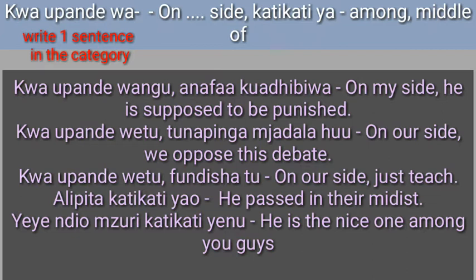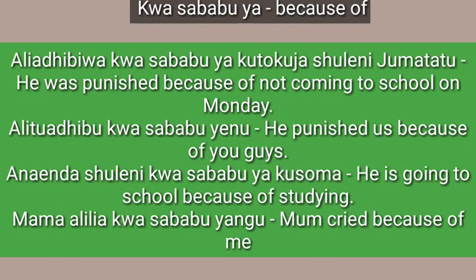Alipita katikati yao. He passed in their midst. Yeye ndiye mzuri katikati yenu. He is the nice one among you guys. Adhibu, punish. Kuadhibu, to punish. Adhibiwa is a passive, be punished.